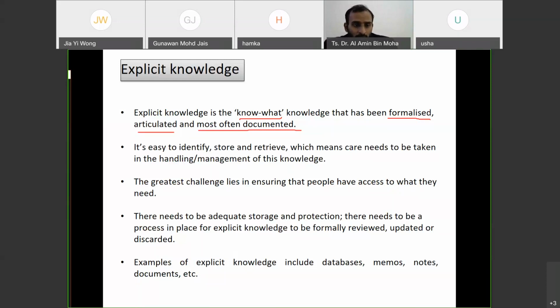So it's easy to identify, store, and retrieve, which means care needs to be taken in the handling and management of this knowledge. So what do you understand from this second bullet point? It's easy to identify, store, and retrieve. It means that now people know how to do it. This is the secret of your company.